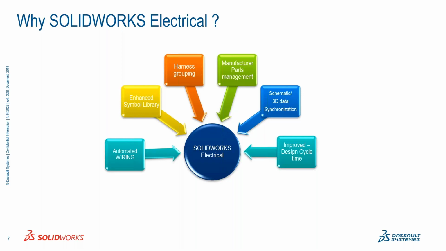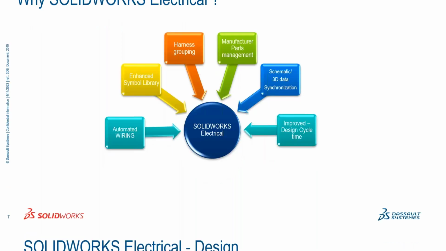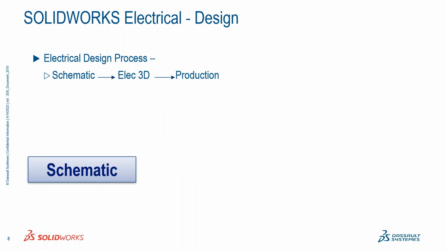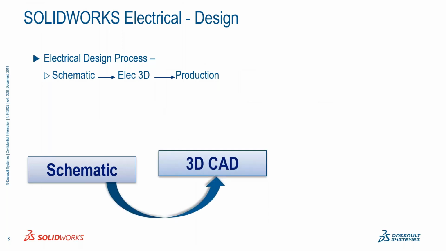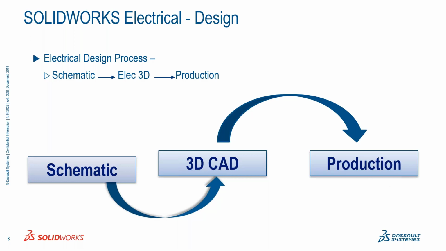Apart from that, schematic and 3D data synchronization. So this is the electrical and mechanical collaboration that we were talking about earlier. So we will see how that is also done. So by using all the factors that I have said till now, we are improving the design cycle time. So this is why we believe SolidWorks Electrical could be a great solution set for your harness design systems. Now, what happens in SolidWorks Electrical design is first we'll go for the schematic, then we'll go for the 3D, and then you can proceed on to production. So this is the procedure that we follow through.